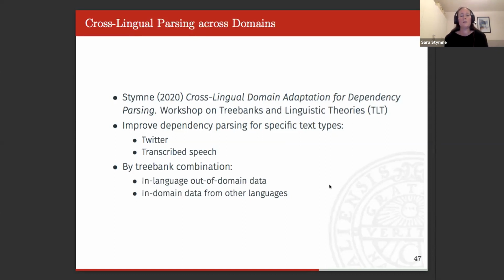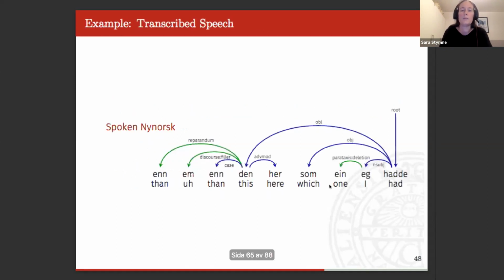So the idea is that we can create good parsers for these text types by combining parsers, and specifically to combine in-language data that is out of domain with in-domain data from other languages. Because we only have treebanks for these text types for quite a low number of languages, so we can't expect to have it in all possible languages.